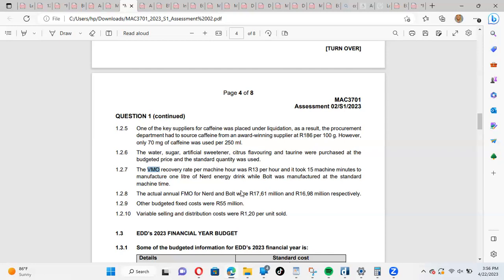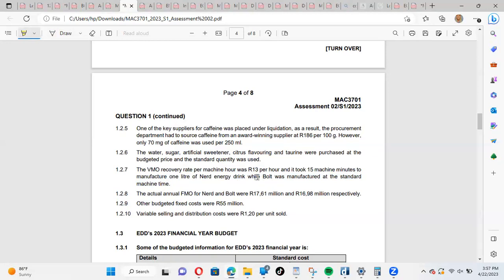Ntando, sorry to disturb you. Can we go back and reread 1.27? Okay. It says a recovery rate per machine hour was 13 rands per hour, and it took 15 machine minutes to manufacture 1 liter of NED energy drink, while Bolt was manufactured at the standard machine time, which means the 13 rands doesn't affect Bolt. All right, I see. You are right, according to my understanding.